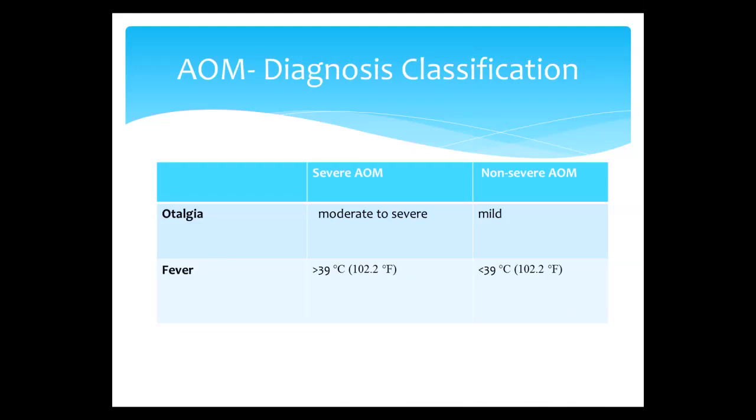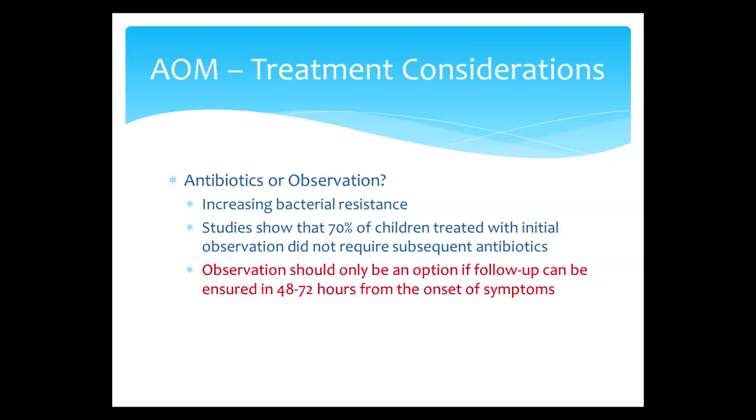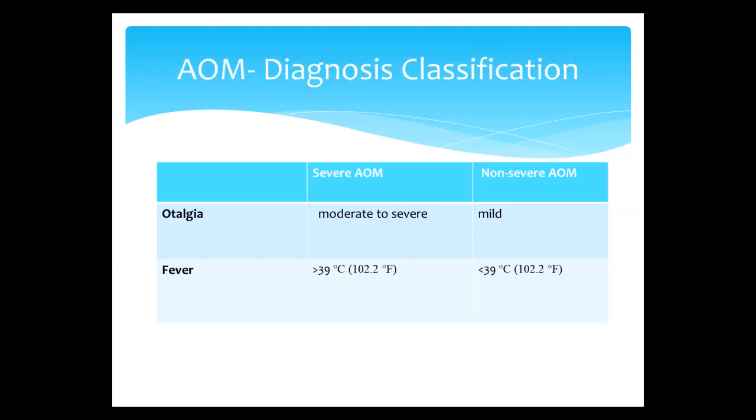Diagnosis. The difference between severe and non-severe really depends on whether or not you have pain and a fever. Severe otitis media will have moderate to severe pain with a temperature of over 102.2. Non-severe is mild pain with a temperature below 102.2, and this is important to know, whether you have severe or non-severe acute otitis media, because of how you treat.